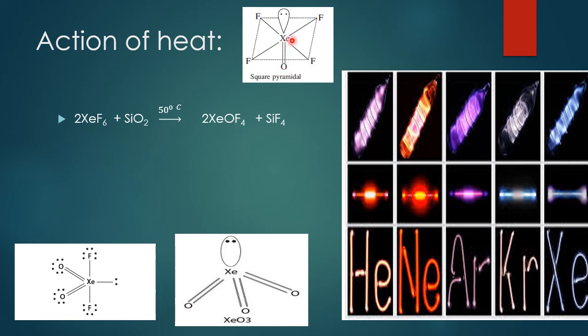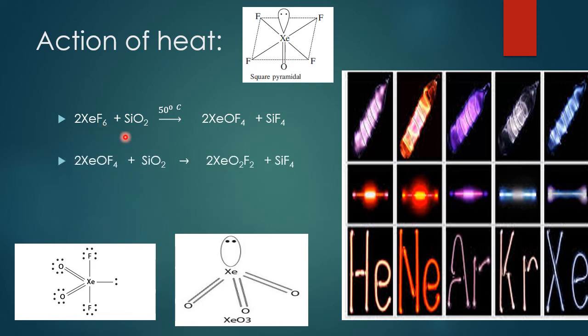Xenon is bonded with 4 fluorine atoms and 1 oxygen atom, with a double bond to oxygen, and 1 lone pair of electrons is present at the top. So the shape is said to be square pyramidal. Here, 2 fluorine atoms are replaced, and instead 1 oxygen atom is substituted.